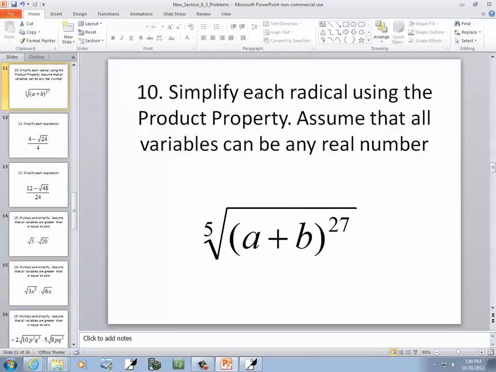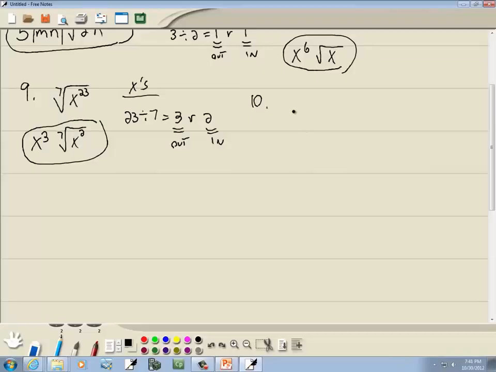Okay, let's look at this one. Got the fifth root of a plus b, 27th power. Doesn't matter what we're talking about. Here we're talking about a plus b's. So we're going to take our power, which is 27, divide by our index, which is 5. That gives us 5 with a remainder of 2.